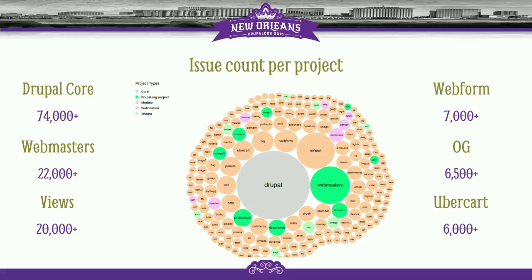Webmasters is the Drupal.org content on Drupal.org, and that has around 22,000 issues, and so on. You can see this over here. Now, this could actually be a way to see the active projects on D.O. It's not so much a sign of the code quality of these projects. It's more about how many people are involved with that project and how many issues were created.